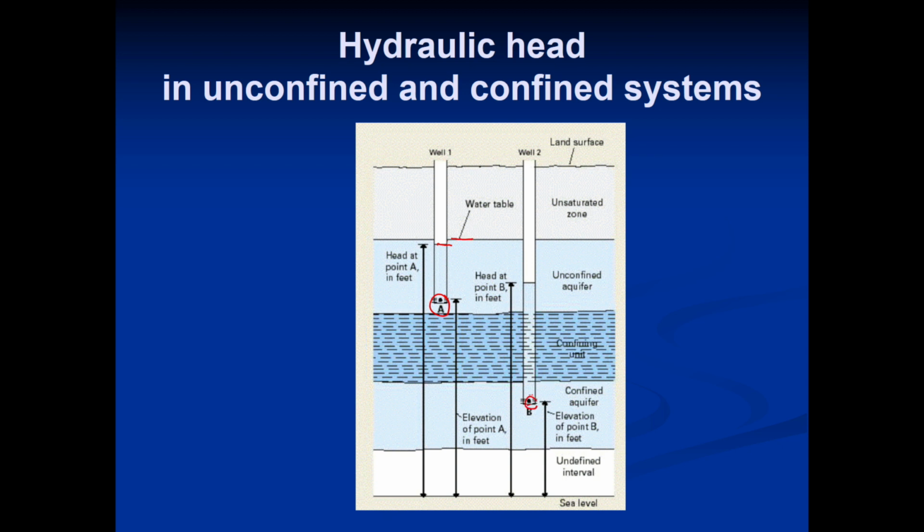Point B sits in the top third of the confined aquifer level, but its head at point B is in the unconfined aquifer, far above the top of the confined aquifer, which indicates substantial pressure energy. In extreme cases, water in confined aquifers may be under sufficient pressure to drive flow upward against gravity. Artesian wells are one manifestation of this.